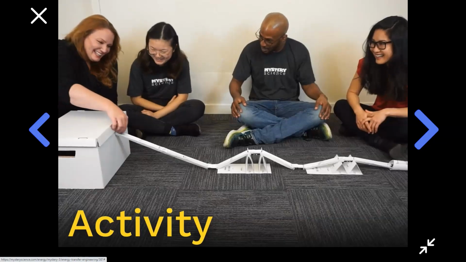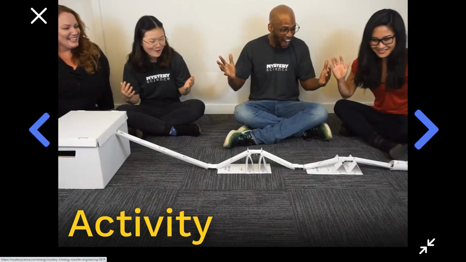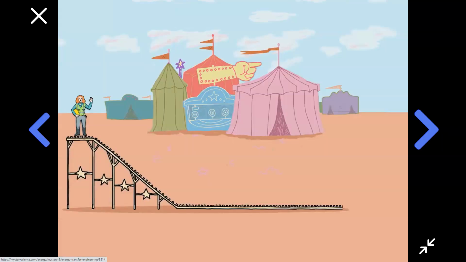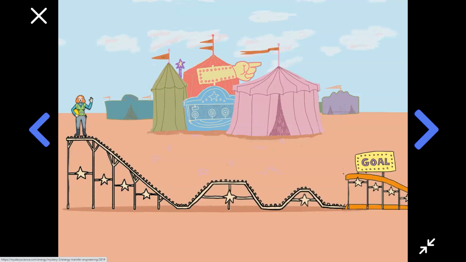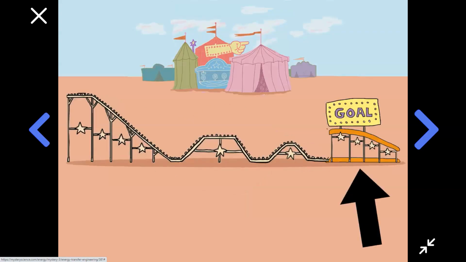In today's activity, you're going to create the next version of the bumper coaster with hills. The first version that you built, the one from the last activity, was just one big downhill. Now, your ride will have ups and downs, just like a real roller coaster. Thankfully, this time there are no alligators. Instead, your goal will be a little different.